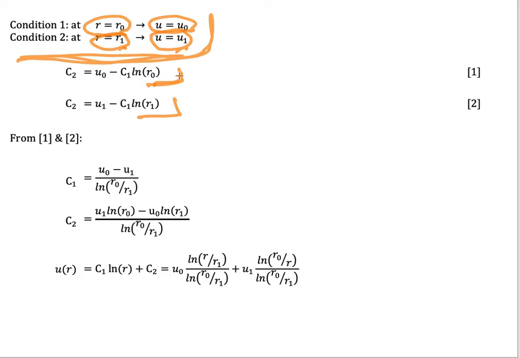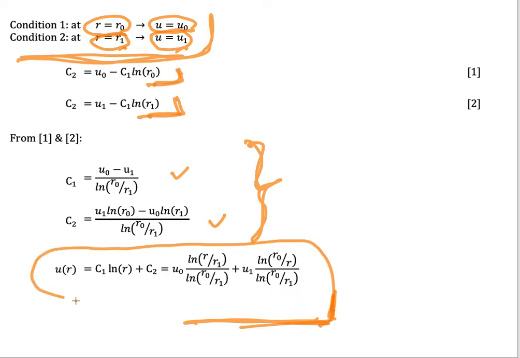So this is from the equation. We have two equations here, and then we can get the values of C1 and C2 as this one. The working here is very long, so I just shortcut it. We could get that C1 ln r plus C2 is equal to u naught ln r over r1 over ln r naught over r1, and so on, as shown in this slide.